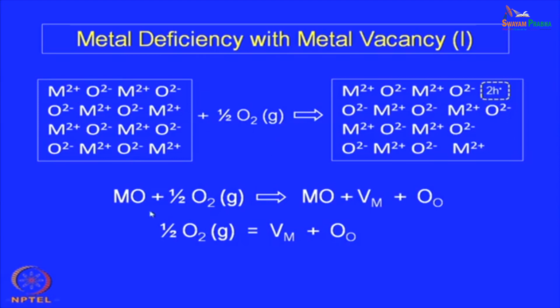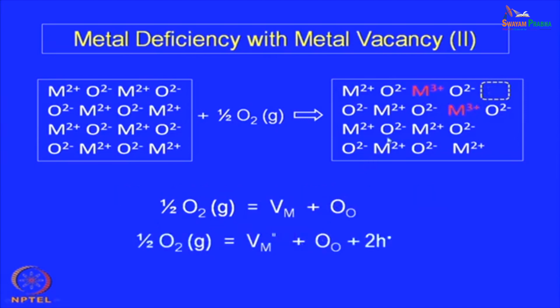Again, I am not going into the details of that; anybody can go through it and find out the logic of how it has been written. So, half O2 gas is going into the lattice as lattice oxygen. O subscript O means oxygen at the oxygen site. Oxygen is going at the oxygen site, or M subscript M means metal going at the original M site. So, that is how it has been denoted. This is the original lattice site.